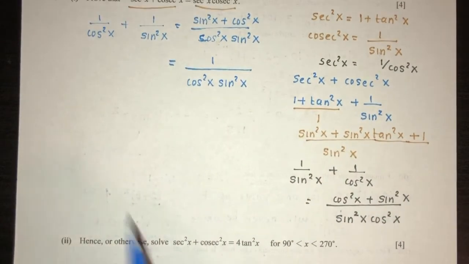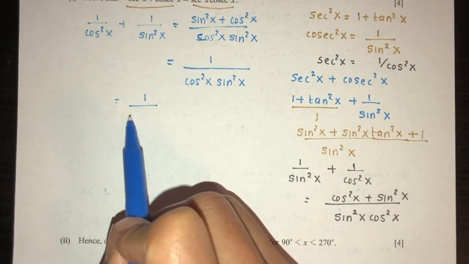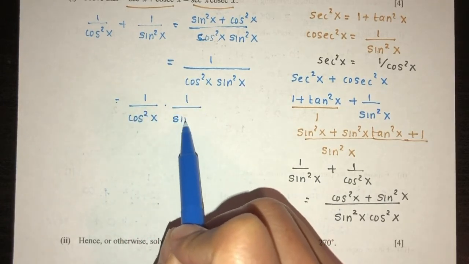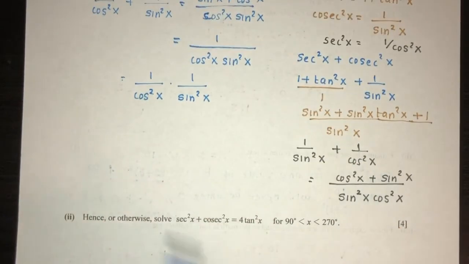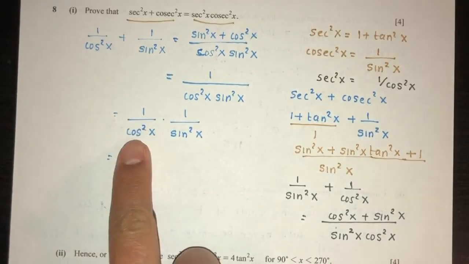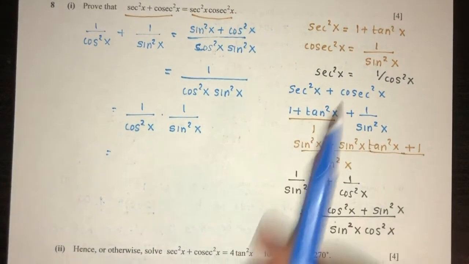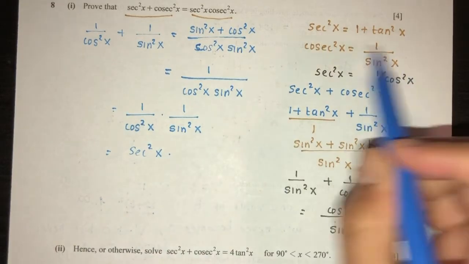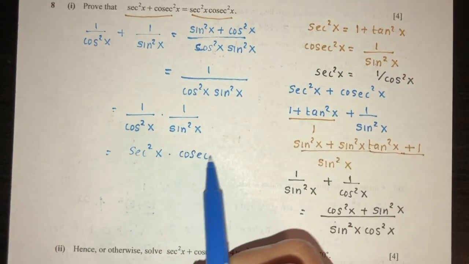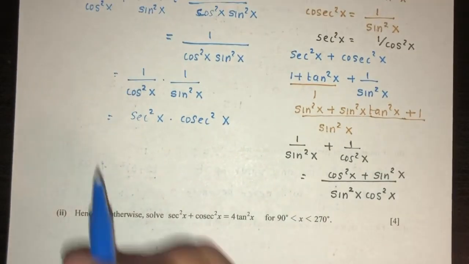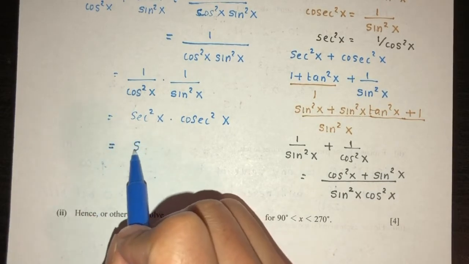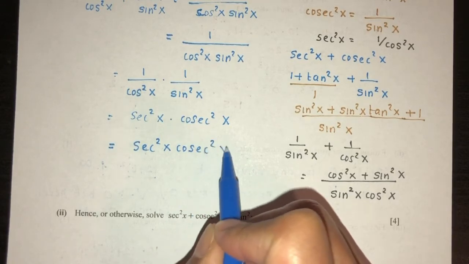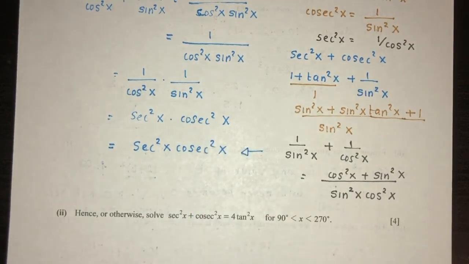If you want to break it down, you will have 1 over cos square x times 1 over sin square x. Now again, going back to the basics, 1 over cos square x is equal to sec square x. So sec square x times, what is this? It is cosec square x. Okay, so you can see the left hand side becomes the right hand side, and this is shown as required. Okay, this is for part 1.